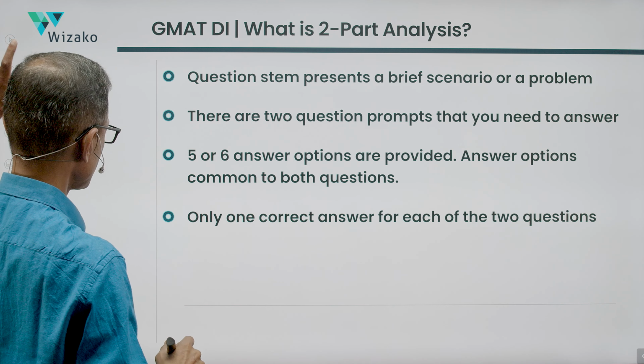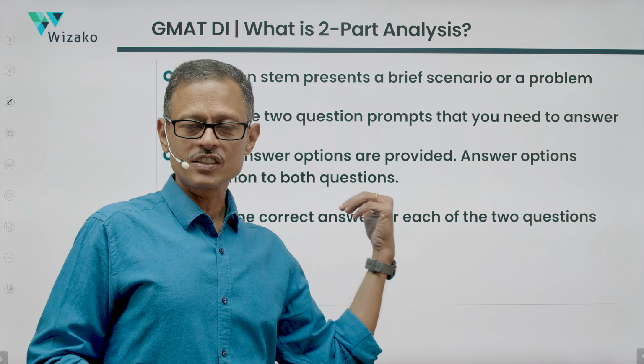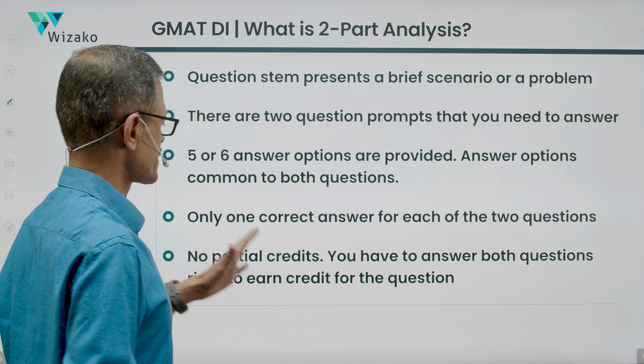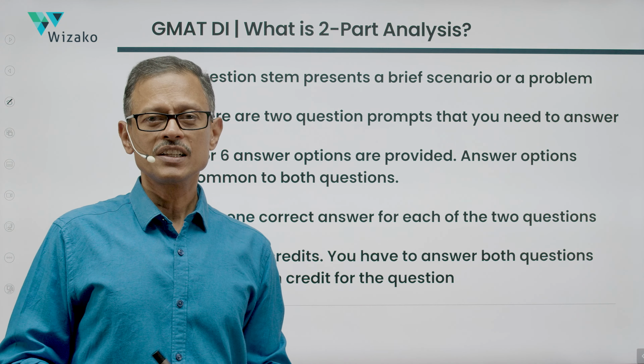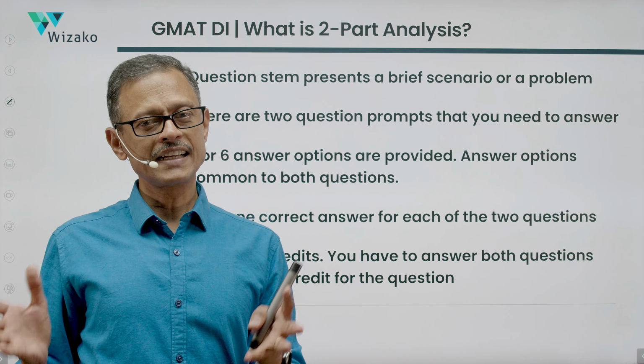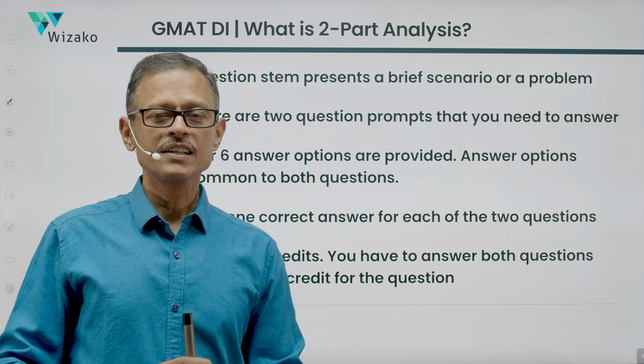There's no partial credit. There is only one correct answer for both the questions and there's no partial credit. Unless you get both parts right, you're not going to earn credit for this. For example, if you answer Q1 right and answer Q2 incorrectly, you're not going to get any credit for it. So this is the basis of it.